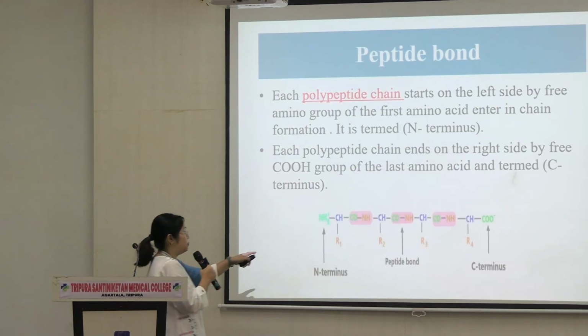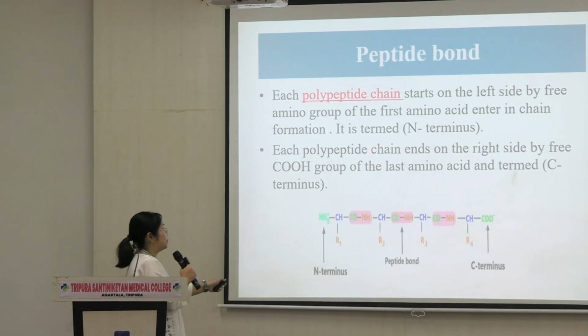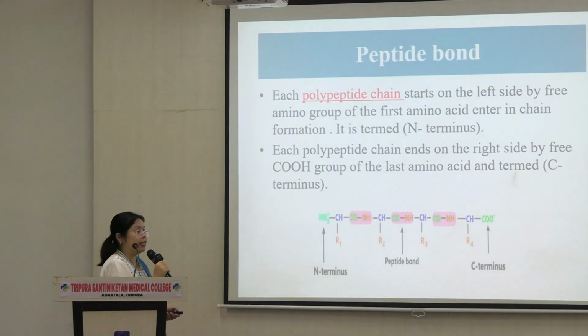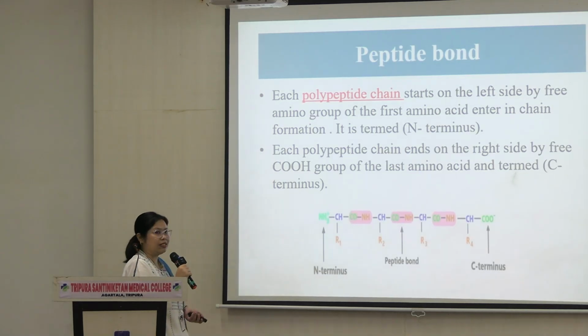Now, this is a polypeptide chain, alright? Whenever this polypeptide chain is there, there are two ends to it. One is called the N terminus and one is called the C terminus.